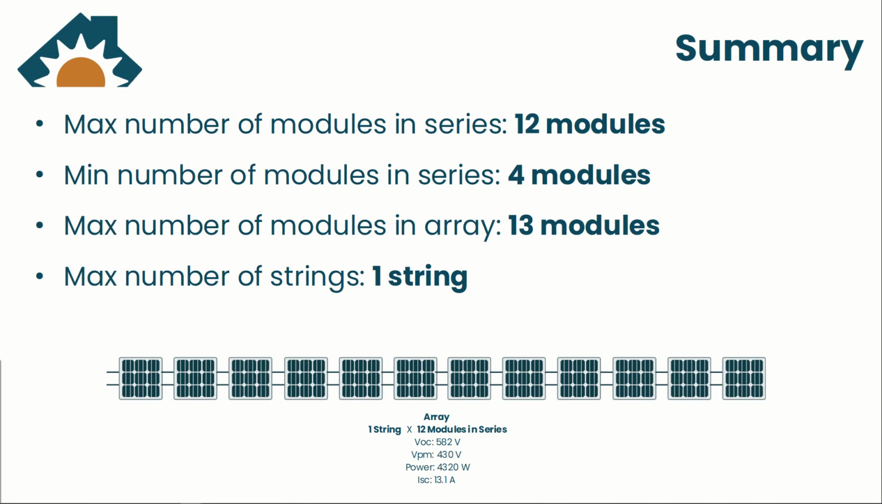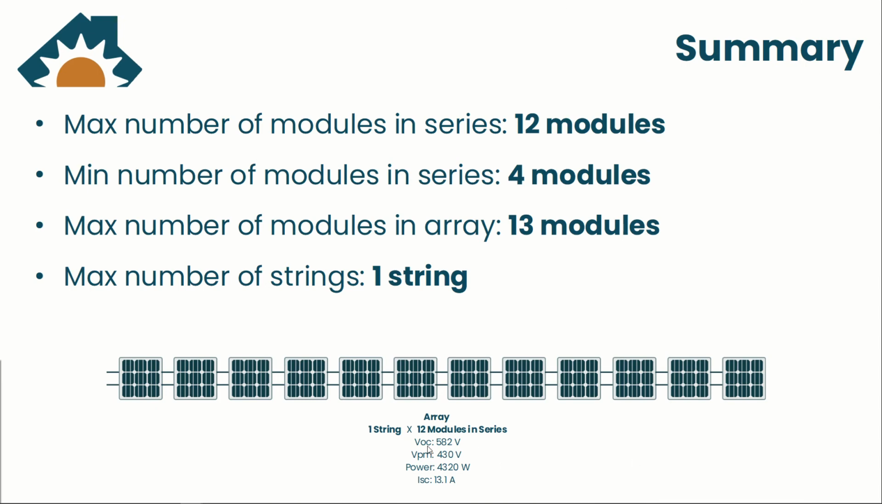Looking at the results, it looks like 1 string of 12 modules would maximize our power without going over the 12 module maximum, without going over the 1 string maximum, and 13 modules maximum overall, the entire array. And it also meets the minimum start voltage. I have those results down here.